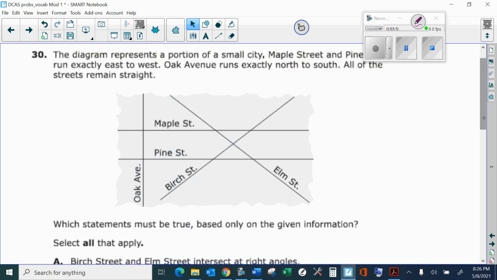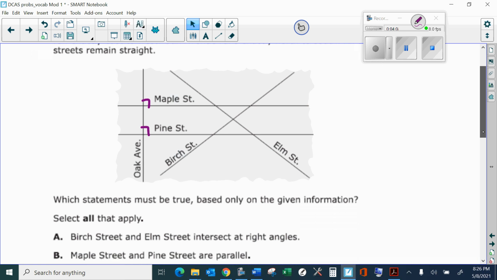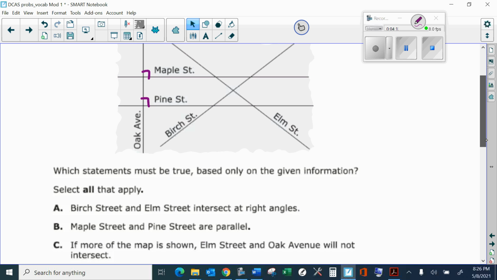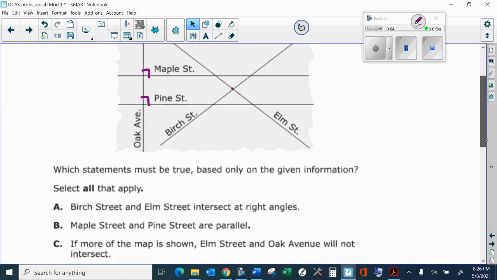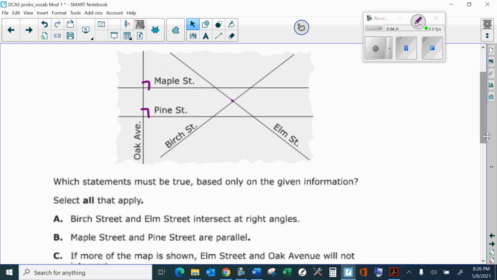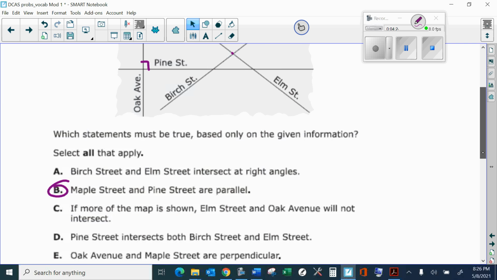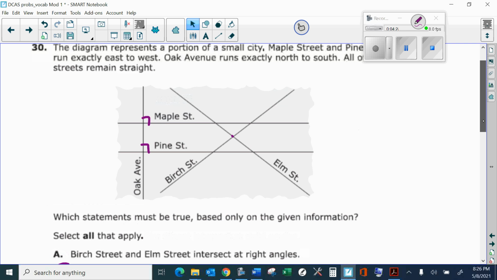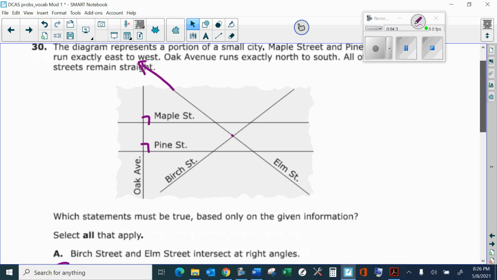Oak Avenue runs directly north and south, so they're parallel. Okay. Which one says must be true based on the given information? Birch Street and Elm Street. Birch and Elm intersect at right angles. No, we don't know that. Maple Street and Pine Street are parallel. Yes, we know that. Converse of the corresponding angles postulate. If more of the map is shown, Elm Street and Oak Avenue will not intersect. Yes, they will.